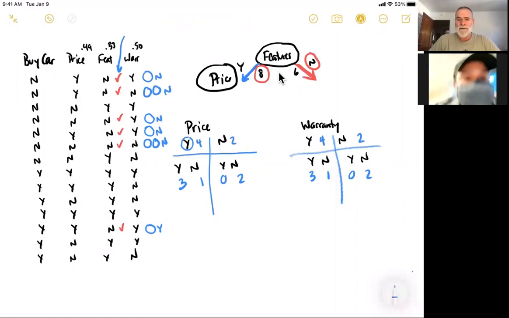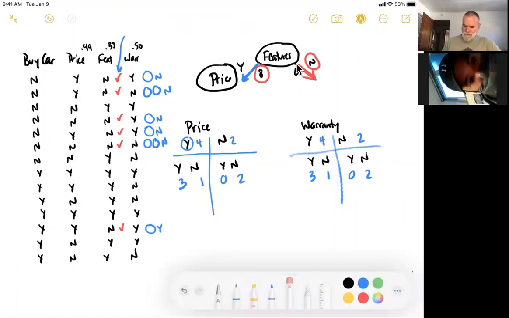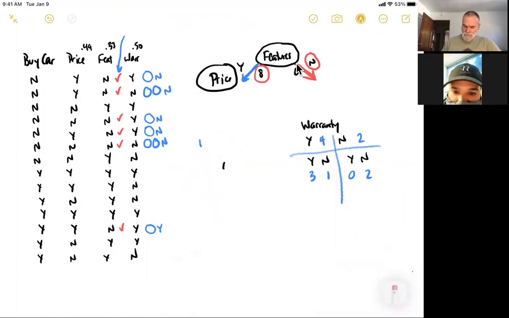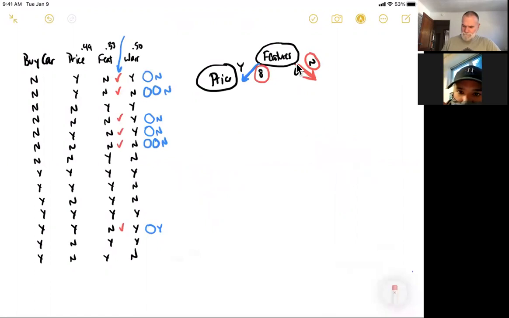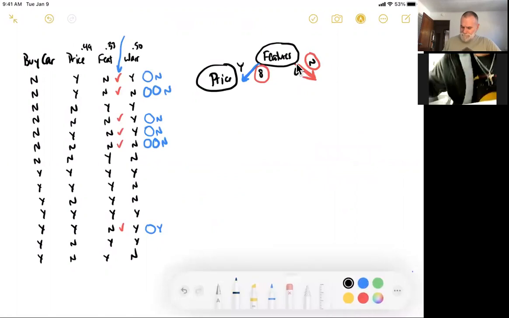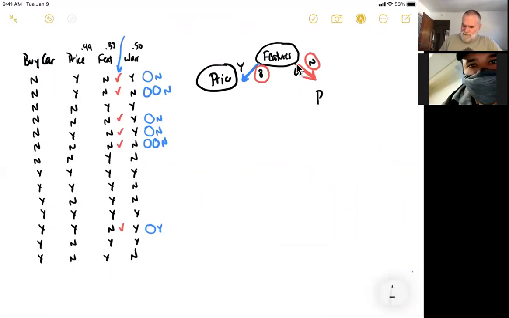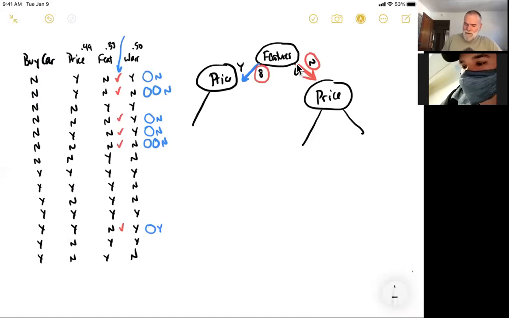Yep, you can just pick one of them because these scores are going to end up being the same. All right, so if you picked price, for example, then it would look like this now. And then from here, there's only one way to go. It'd be a warranty for both of those. All right, does that make sense? Yeah. Okay.